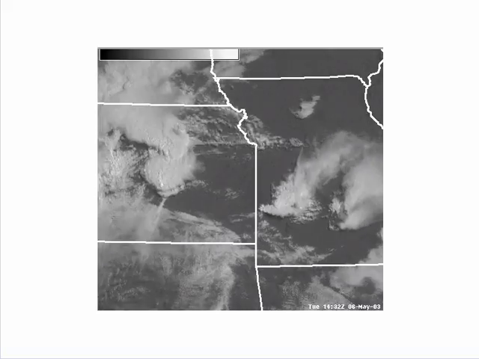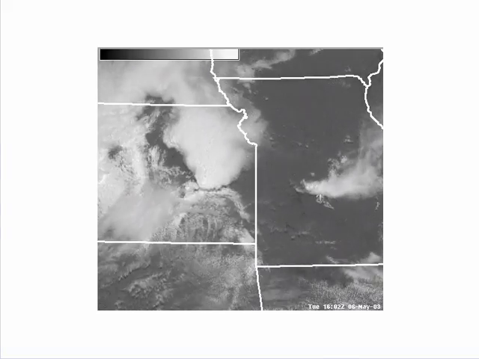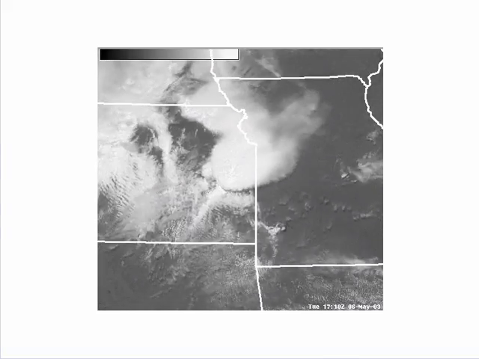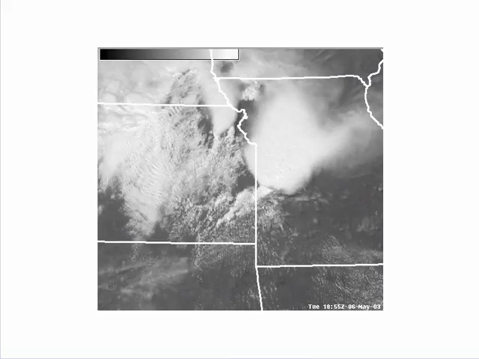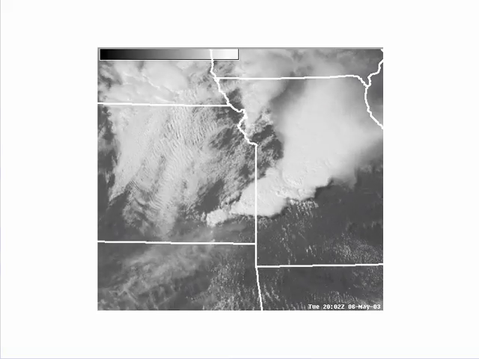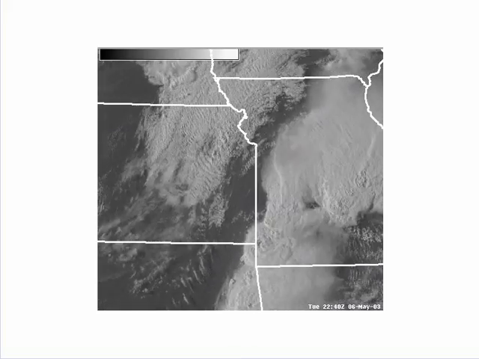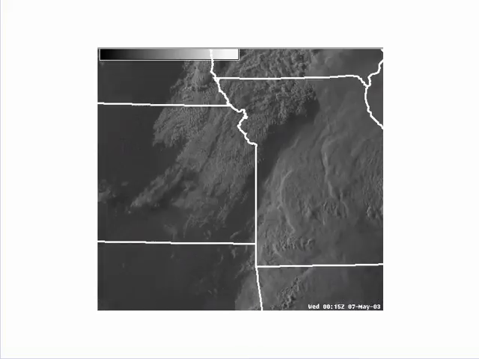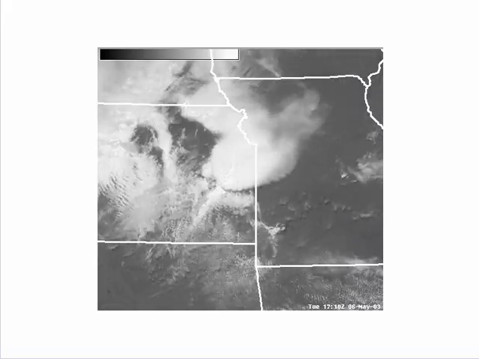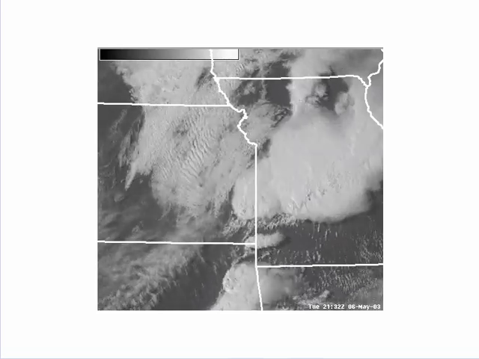Here's the visible loop which begins about the time that storm was affecting Emporia, Kansas, and goes out throughout the afternoon hours. And you can see that we once again here on 6 May have explosive convective development in eastern Kansas and most of Missouri. I'll increase the animation speed so you can see that a little bit better. Lots of things to point out on this loop, but I'll only point out a few.